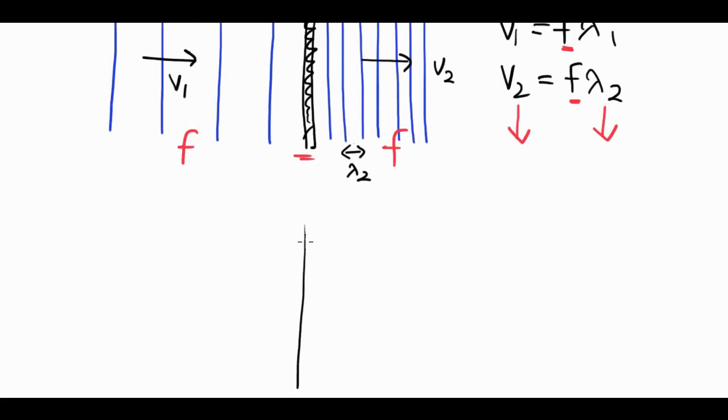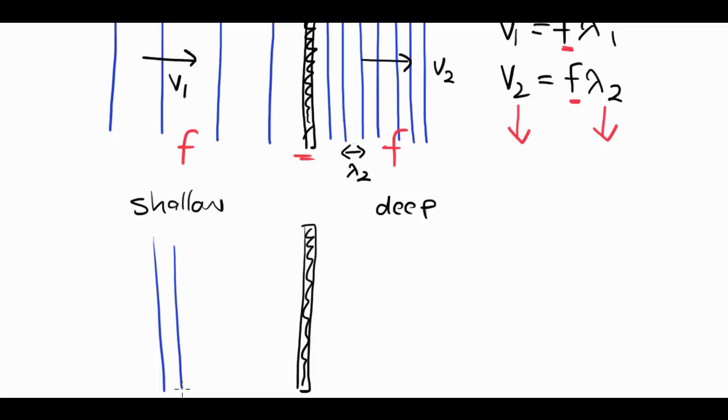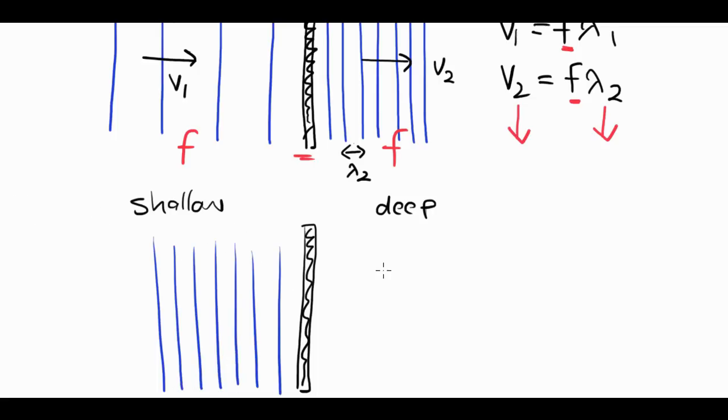Now, looking at the opposite scenario, if we're going to shift from shallow to deep, it's just the exact opposite idea. So here's our boundary. We've got our shallow region, and we have our deep region. In the shallow region, the waves are coming in with a constant wavelength, and when they hit the deep region, the waves will speed up and the wavelength will increase.